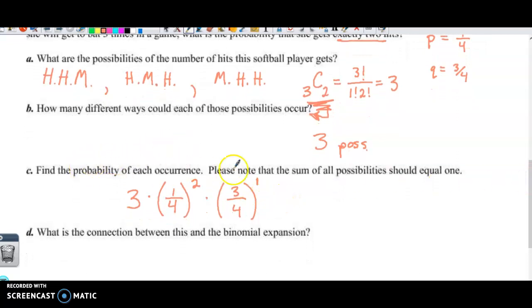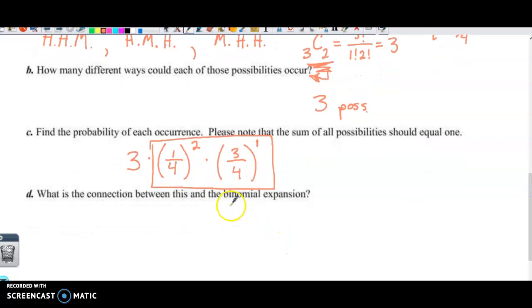So basically what I'm doing is these 2 pieces are just finding the probability of 1 occurrence, and then we have to multiply by 3 because there's 3 of them. And I'm going to save this one for in class because I'm at my time limit on this video.